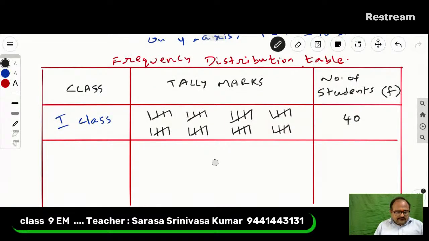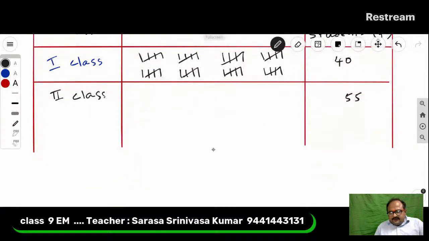Now we consider the second class. How many students are there in the second class? 55 students are there in the second class. So now we write second class. The total number of students here is 55. The frequency is 55. 55 can be written as 5 multiplied by 11. So now we write the tally marks.